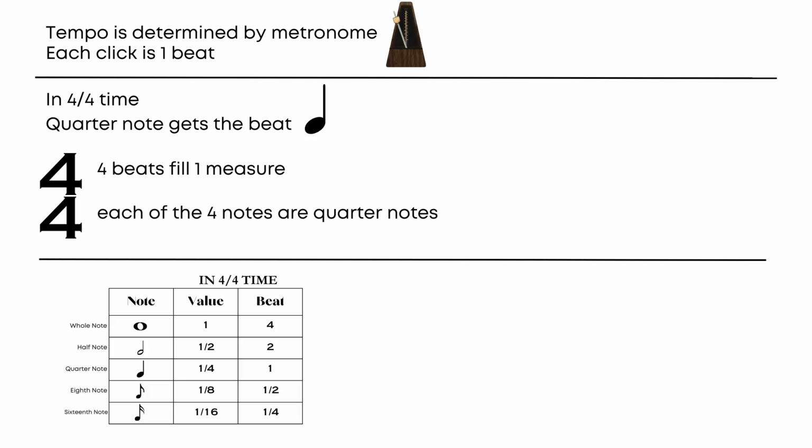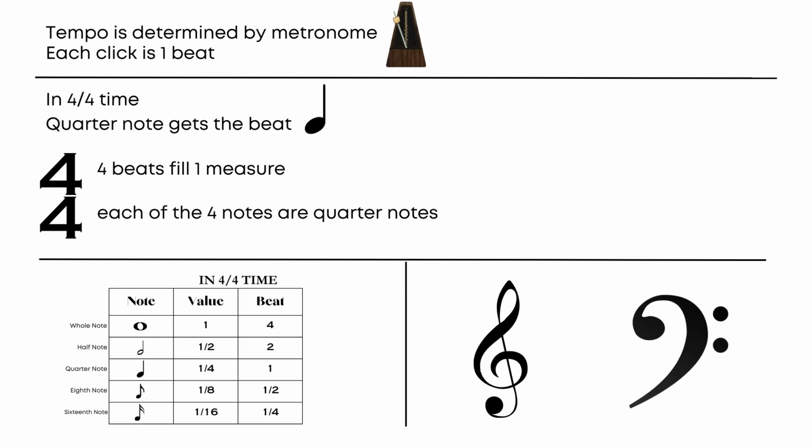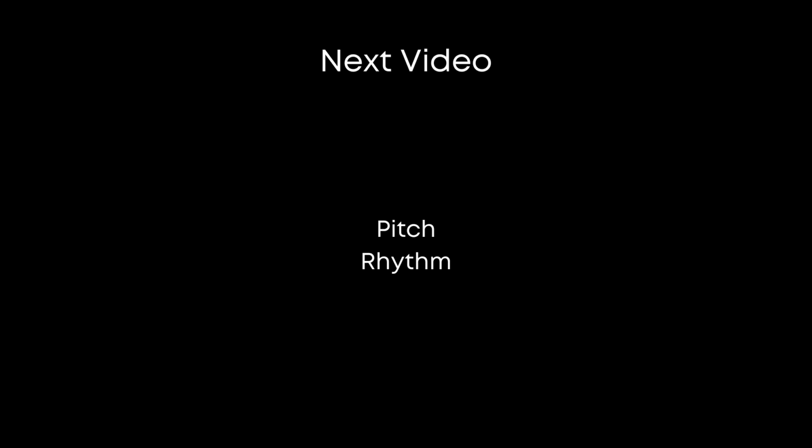The most common notes seen in sheet music are the quarter note, whole note, half note, eighth note, and 16th note. And the names of the notes help to understand how many of them fill a measure of 4/4. There are 2 main clefs in music: treble clef for higher pitched instruments and bass clef for lower pitched instruments. All clefs display pitch in different ways that make it easier for musicians to understand and read the music. In the next video, we will discuss pitch and go more in depth with rhythm.